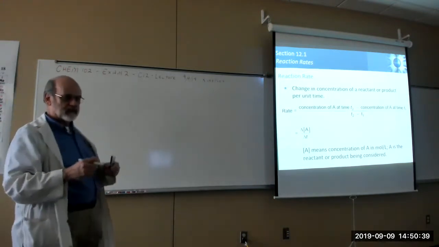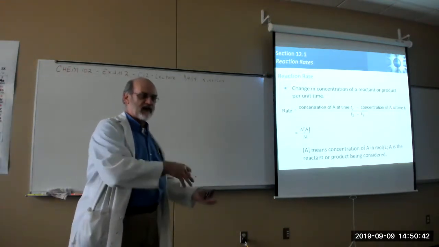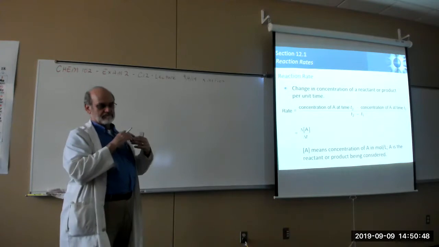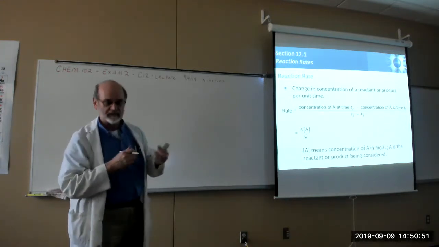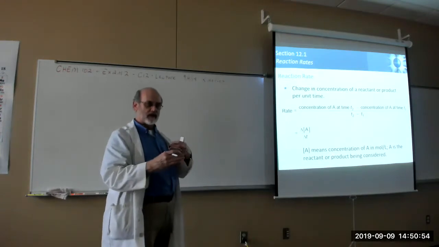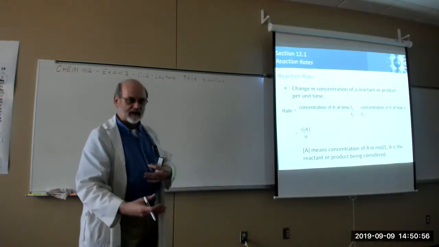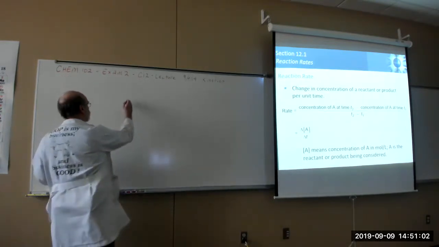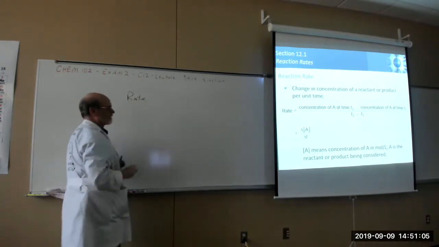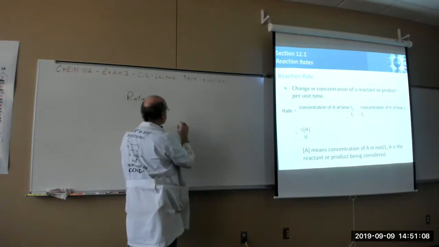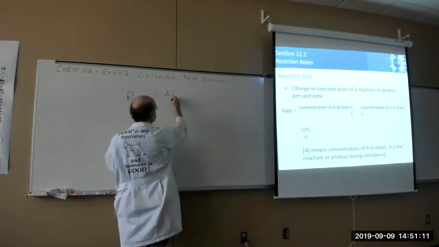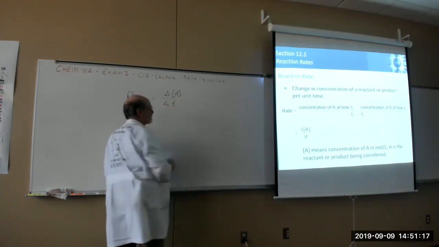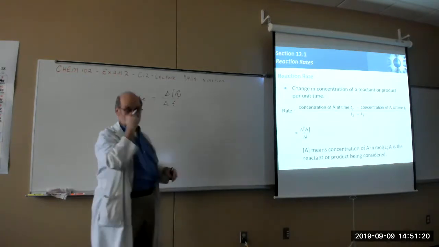Any type of rate is a change over a specific amount of time. So if you're driving down the road and you're traveling 60 miles per hour, in a span of 1 hour, you will go 60 miles. That concept is similar for reaction rates. So a rate of a reaction is the change in concentration of some reactant divided by the change of time. How long did it take it to do that change?